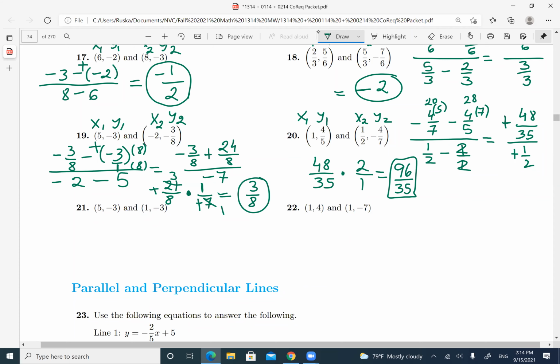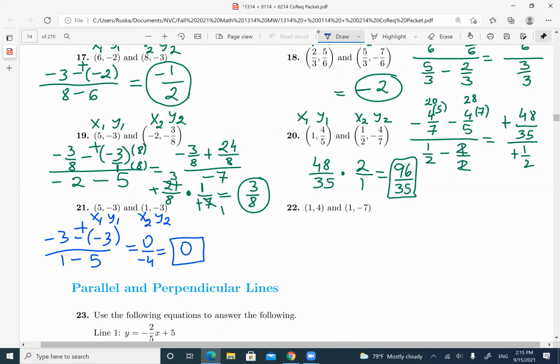then 21 and 22, let's do both. Again, we're going to name each number. So the first one is going to be x1, y1, and the second point is x2 and y2. And then the formula is y2 minus y1, so it's going to be negative 3 minus negative 3 over 1 minus 5. Now negative and negative make it positive 3. Negative 3 plus 3 is 0 over negative 4, which is going to be 0.